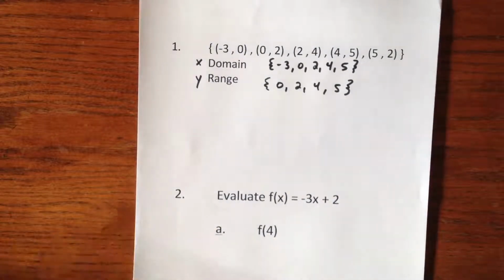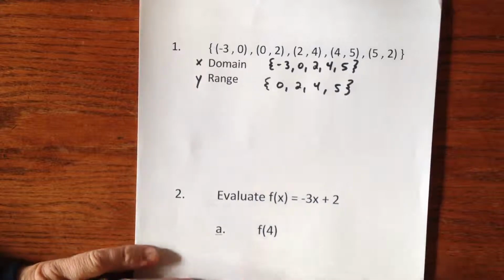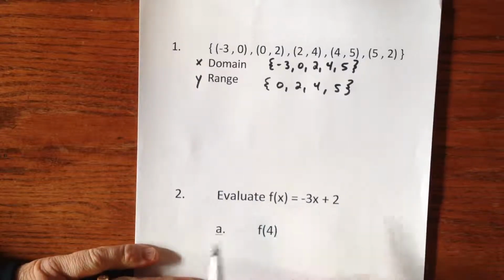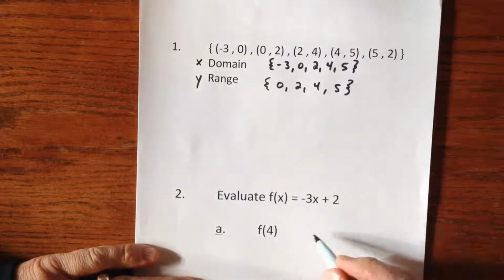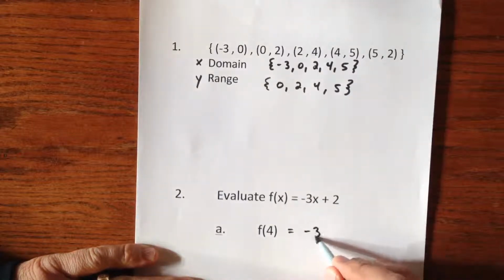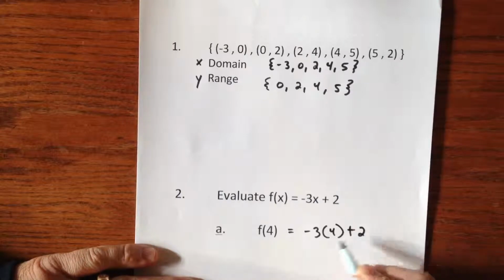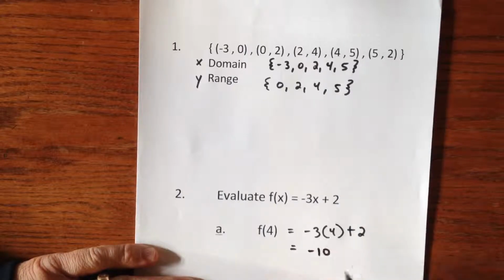Evaluate. Remember, that's just a plug it in problem. This is a fancy way of writing an equation. This is a function. We're going to evaluate it at 4. So f of 4 is -3 times 4 plus 2. It's simple as that. So -12 plus 2 is -10.